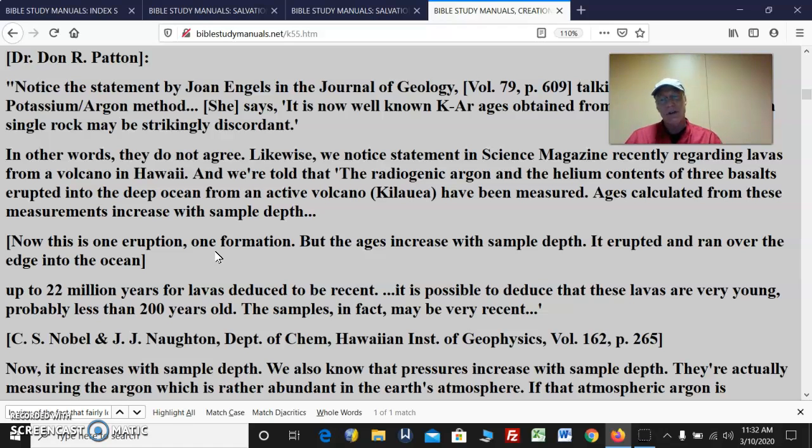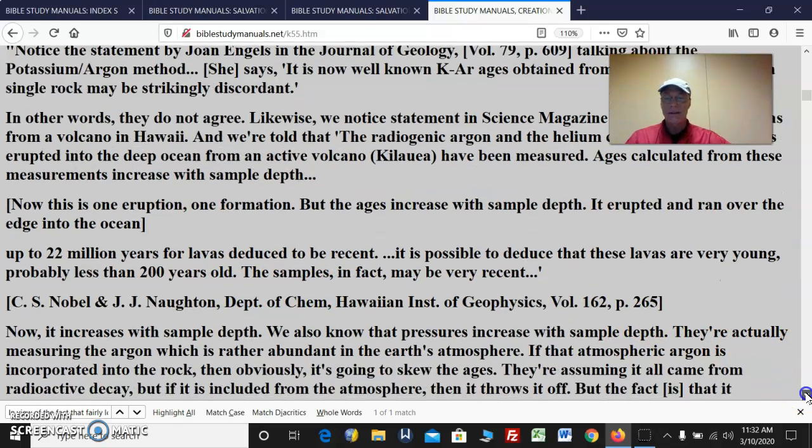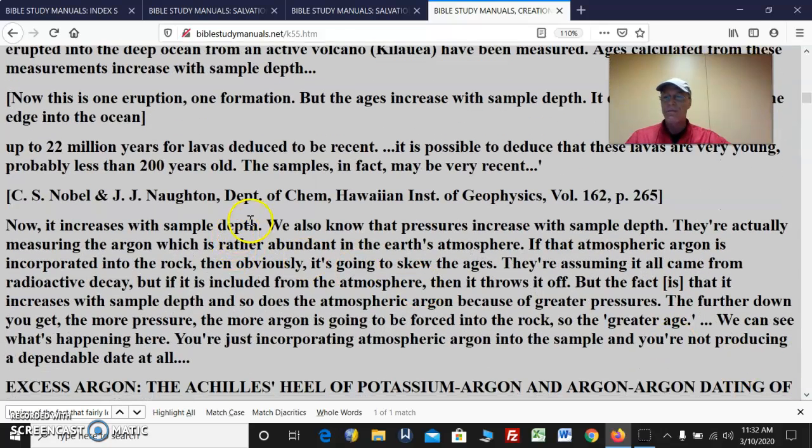There's a little difference there. 22 million over here, 200 years over there. The samples, in fact, may be very recent. We're there all the time. Now it increases with sample depth. We also know that pressures increase with sample depth. They're actually measuring the argon, which is rather abundant in the Earth's atmosphere. If that atmospheric argon is incorporated into the rock, which is possible, then it's going to skew the results. Then obviously it's going to skew the ages.